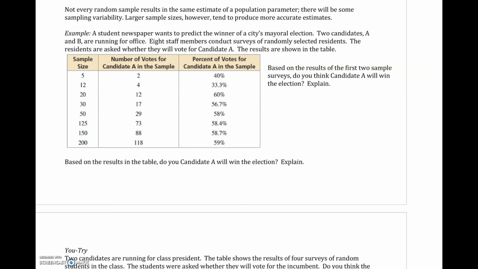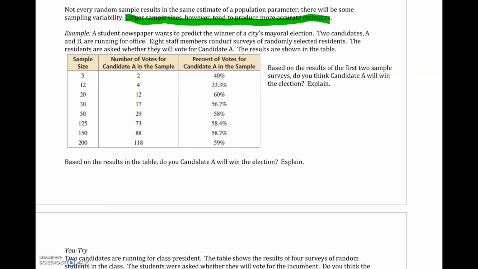Okay, so what we have to be careful of here is not every random sample results in the same estimate of a population parameter. What does that actually mean? Well, that means not every random sample will actually give us the same kind of estimate, right? And that's because we have some variability with sampling. Like you can sample 5 users or you can sample 500 users, and you can get very different data. So in general, the larger sample size gives us more accurate results, more accurate estimates.